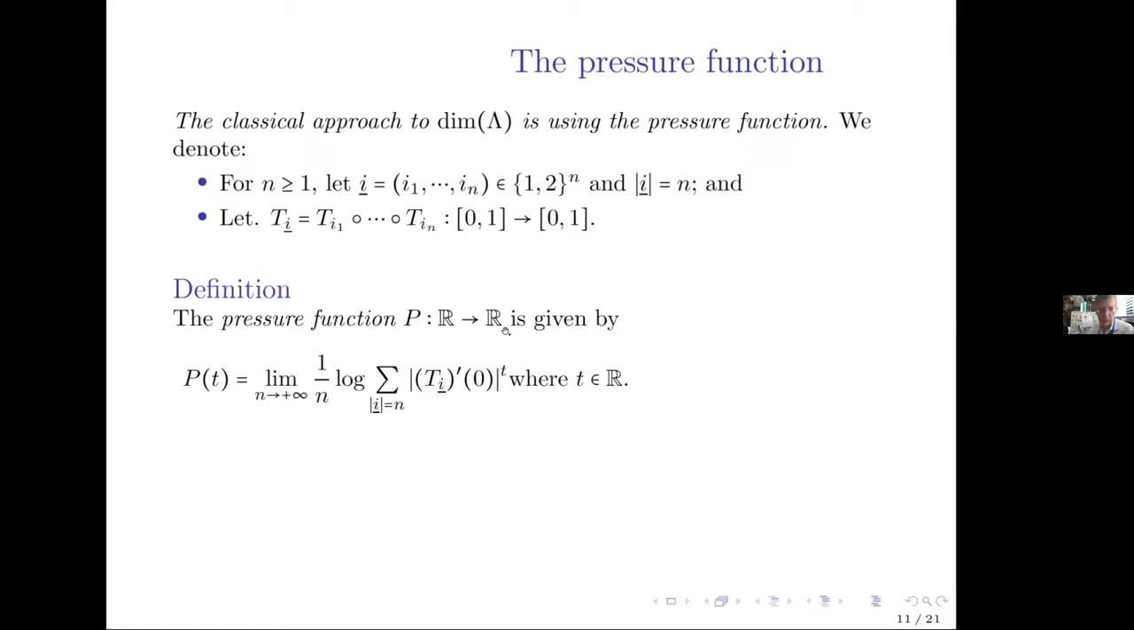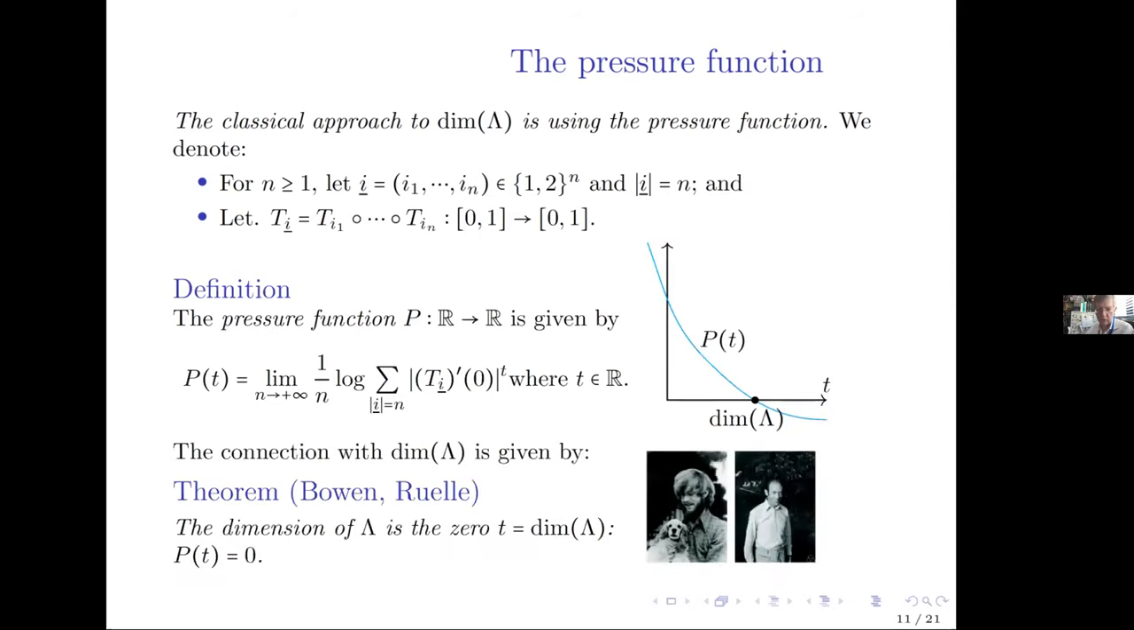So if you know pressure, you're in great shape. It's what you think it is. If you're not so sure, it's just a function. And the connection with dimension for the previous example and for related examples is that you can read it off from the plot of this graph. So here is p of t. As t increases, this is the definition, p of t decreases, and it cuts the axis here at the value given by the dimension. So you can read off a dimension from the pressure function, which is defined by the dynamics.